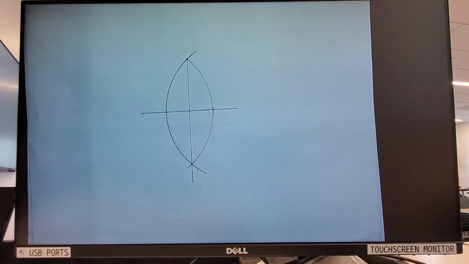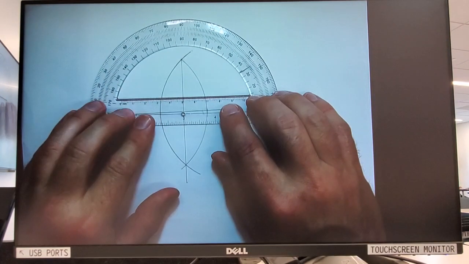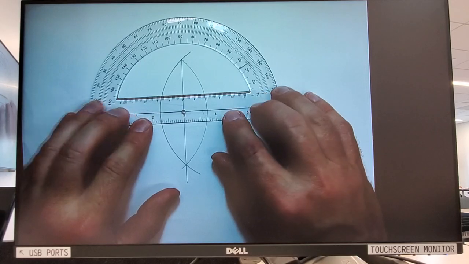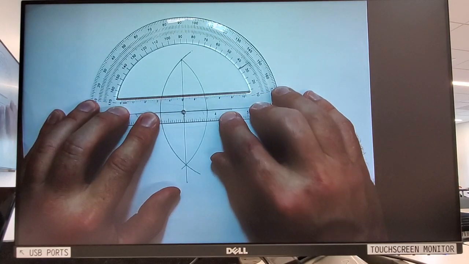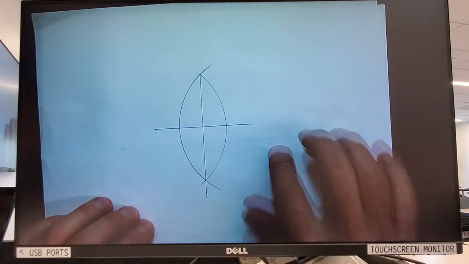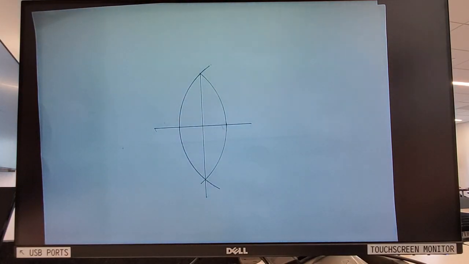And let's see how close I got. And this is by hand, so it's okay if it's not perfect. But that looks pretty dang good. That looks almost perfectly 90. That's awesome. Does everybody get that idea?